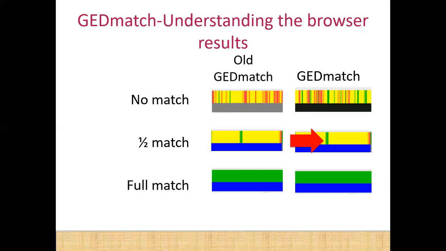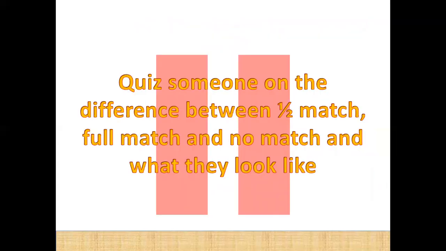We will go over this many times. By the end of the workshop, you should recognize the difference between a relevant amount of green in that yellow bar and an amount that's not as relevant. Pause the video and quiz someone on the difference between a full match, half match, and no match, what they mean and what they look like. I will insert a few chromosomes for you to practice with at the end of this segment.